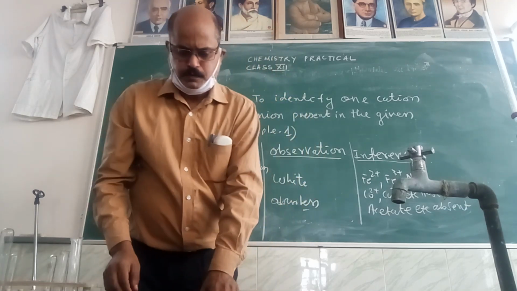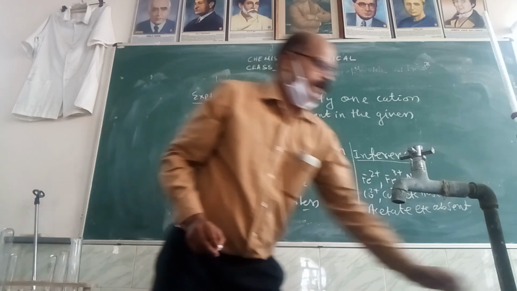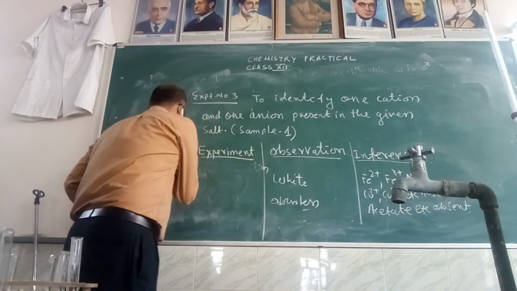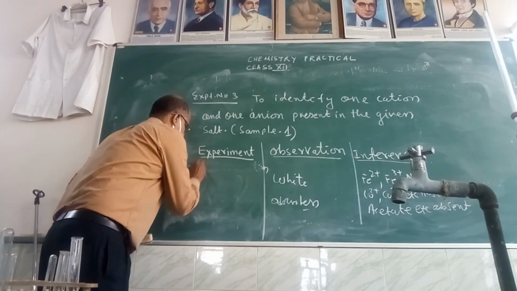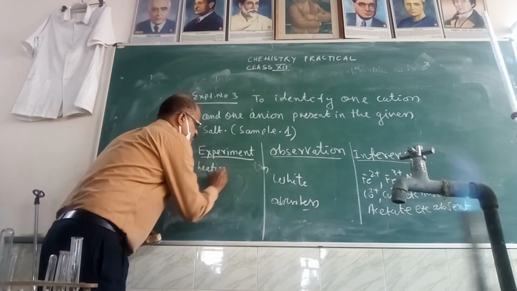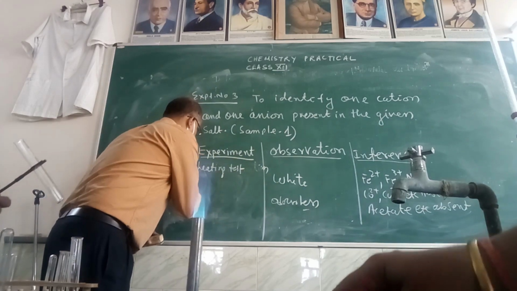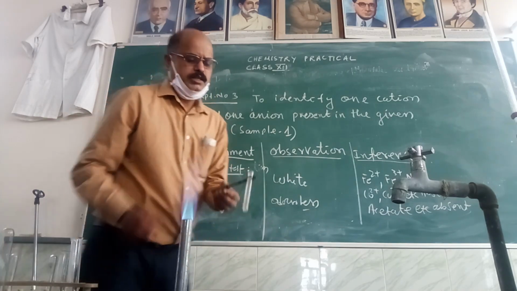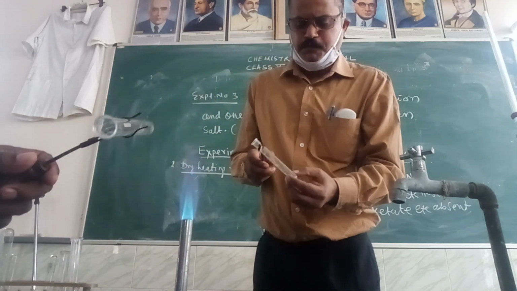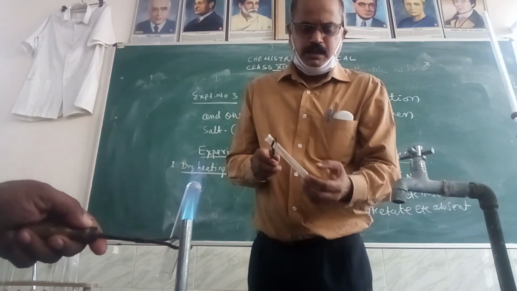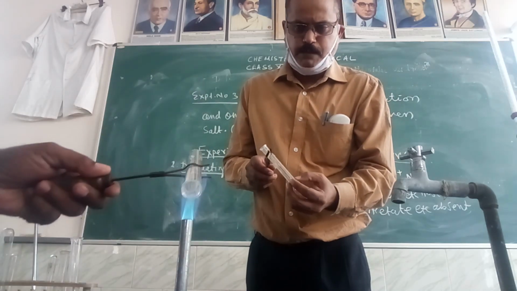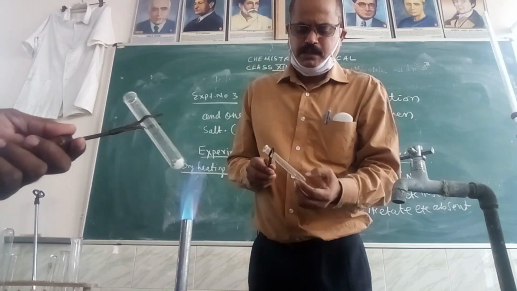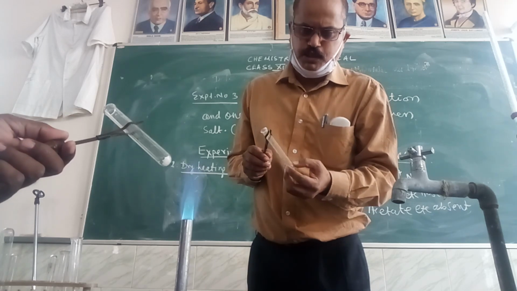Now we will perform the dry heating test. In the experiment column you have to write dry heating test. In the dry heating test, the main things which we have to observe are, first, any gas coming out from the salt or not on heating. If any gas is coming out, then the color of the gas and the smell of the gas. Thereafter we have to check the color of the residue left.